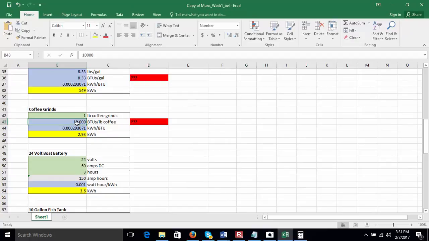Google. Being honest. Really? 10,000 BTUs per pound of coffee. Brewed coffee or? I mean, I would believe that to harvest it, to ship it, to grind it, to heat it, you might spend 10,000 BTU. I would believe that, but I wouldn't believe there's that much energy stored in a pound of coffee. Okay, unless you're going nuclear.